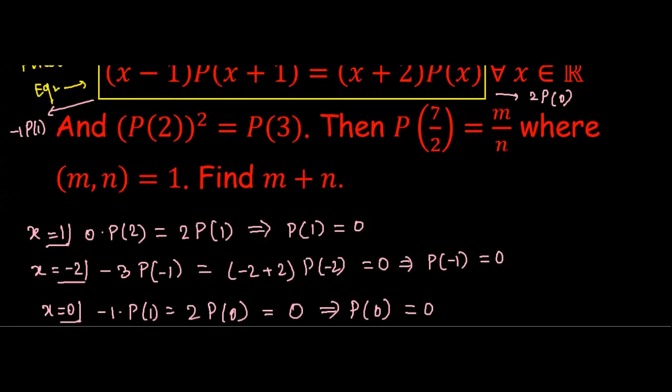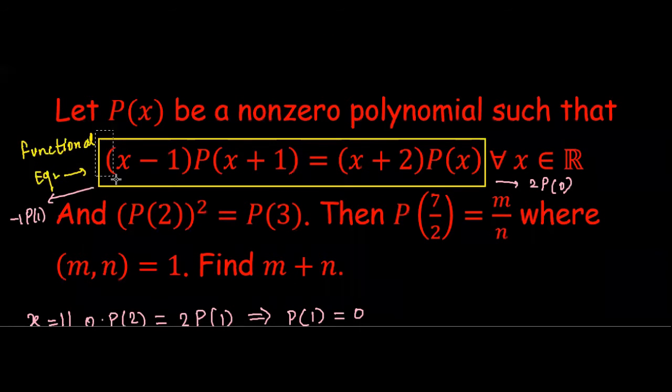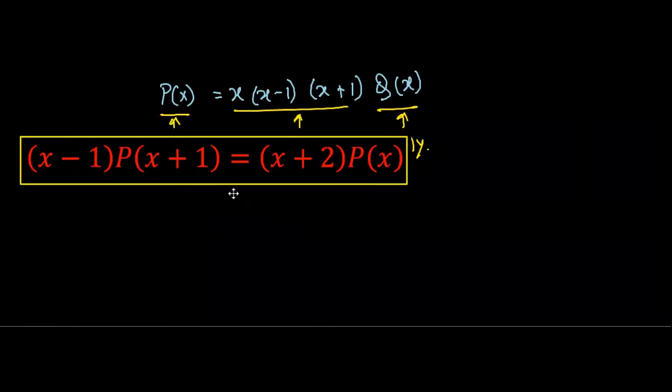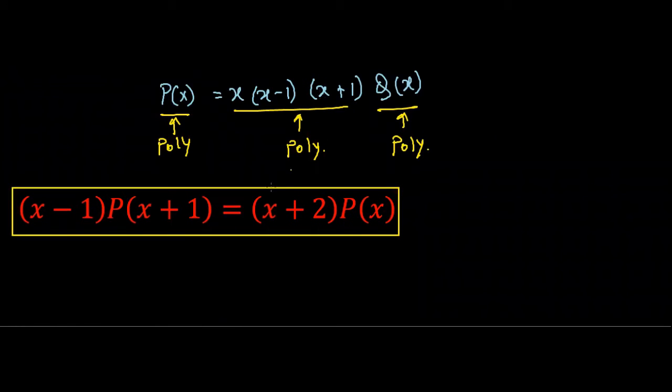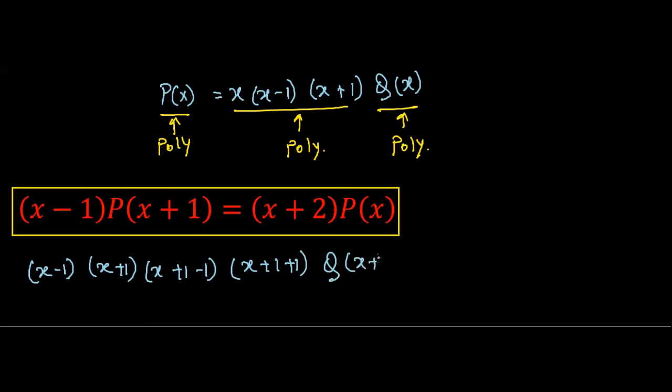Now let's go back to our original relation. Let's copy it down and paste it here. Now in this relation, if we put p of x as x times x minus 1 times x plus 1 times q of x, let's see what happens. The left-hand side becomes x minus 1 times p of x plus 1, and p of x plus 1 is x plus 1 instead of x, x plus 1 minus 1 instead of x minus 1, x plus 1 plus 1 instead of x plus 1, times q of x plus 1.